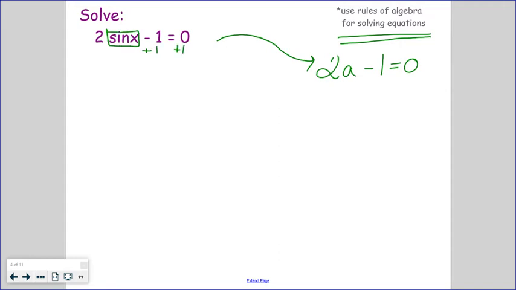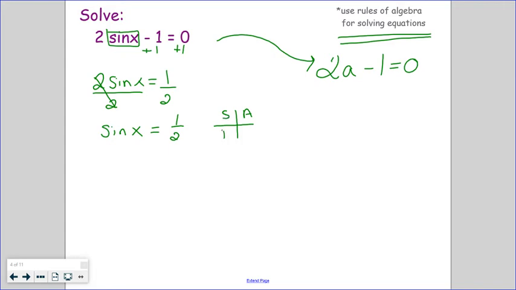So our first job on this would be to add 1 to both sides, divide by 2, and we get to the sine of x equals 1/2. Now that means we've got a positive sine value, so we think through our All Students Take Calc.